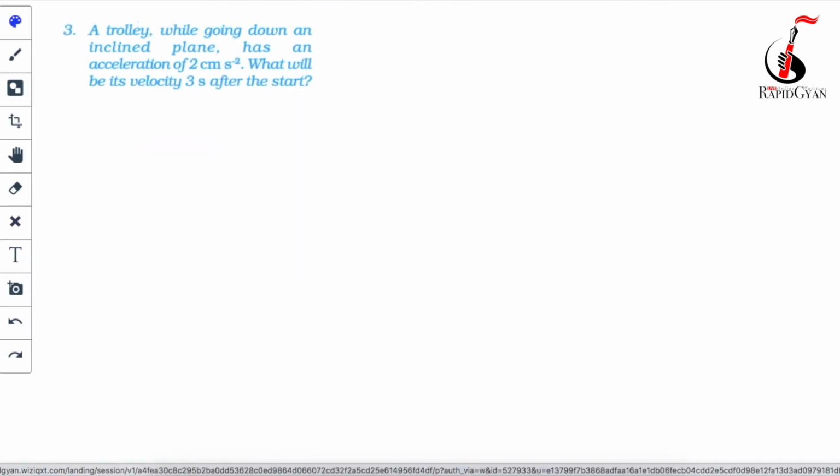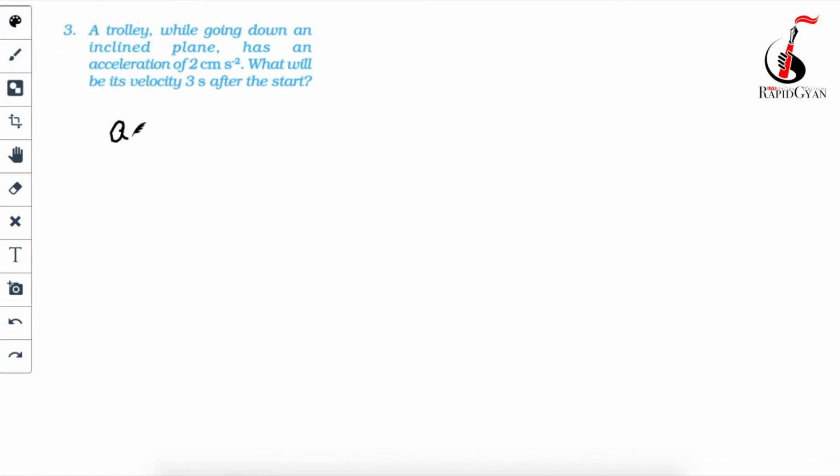Next question is saying that a trolley while going down an inclined plane has an acceleration of 2 centimeter per second square. So your acceleration is given, which is equal to 2 centimeter per second square. See here it's centimeter per second square, means you will have to convert this into meter per second square. Always remember to convert the unit. So let's convert this.